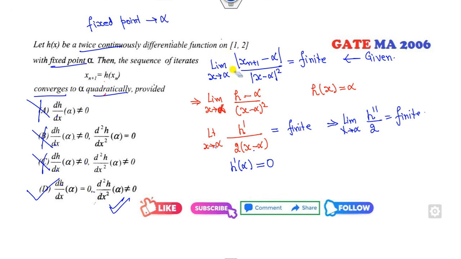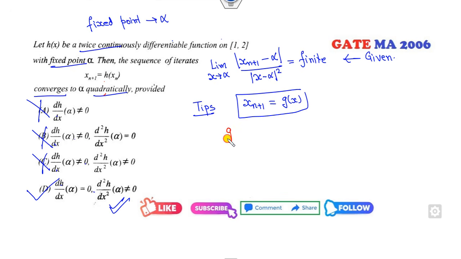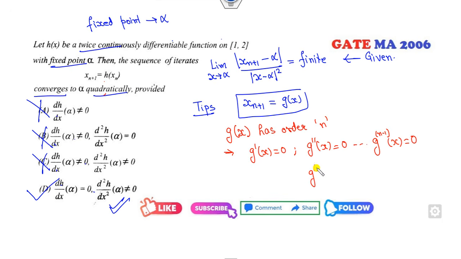That's the first method. There is one more method. If you have the scheme x_{n+1} is g(x), and this scheme g(x) has order, say, n. What does it mean? The first derivative will be 0, the second derivative will be 0, and so on up to the (n minus 1)th derivative being 0, and the nth derivative is non-zero. Now if you look at this condition here, this is quadratic.